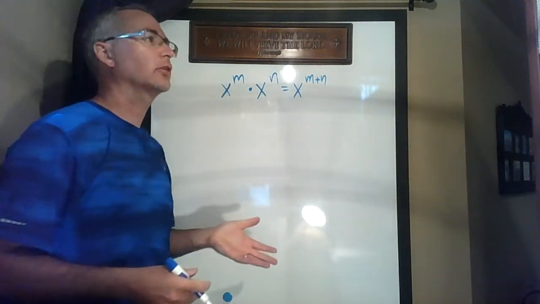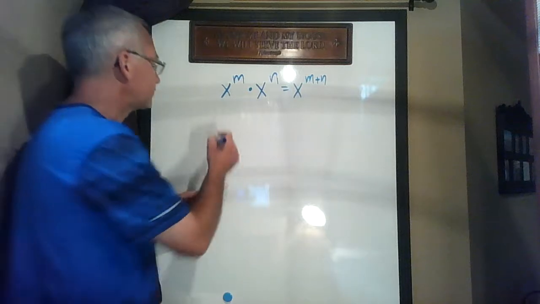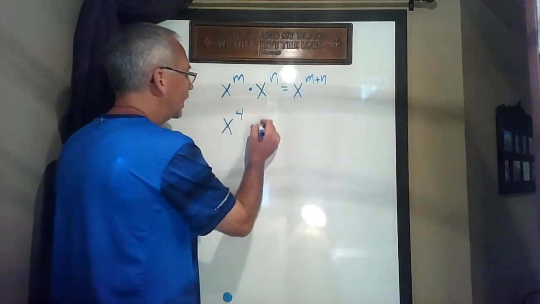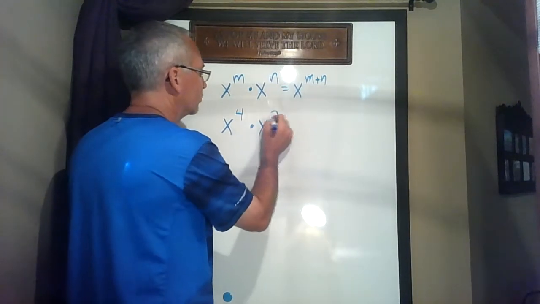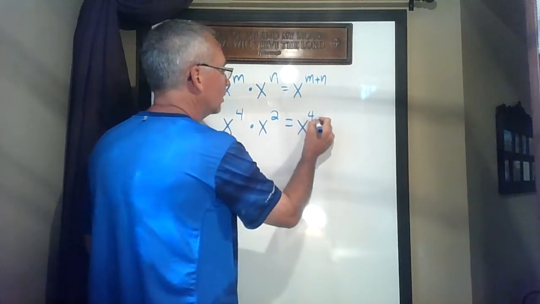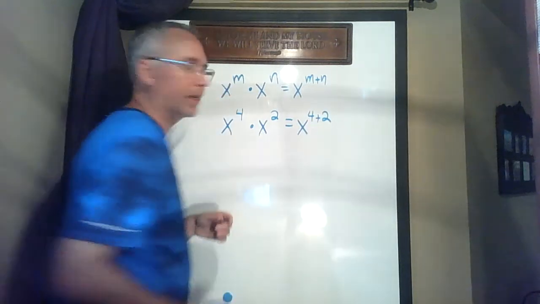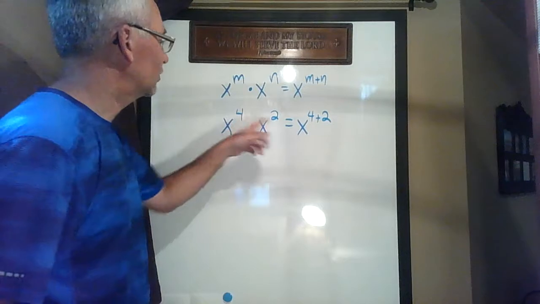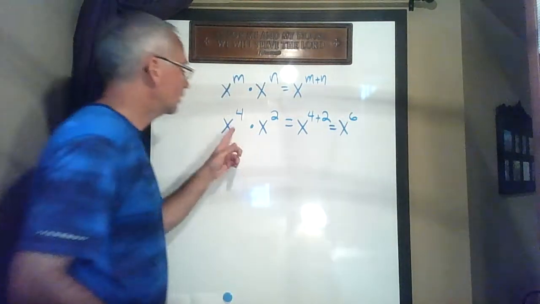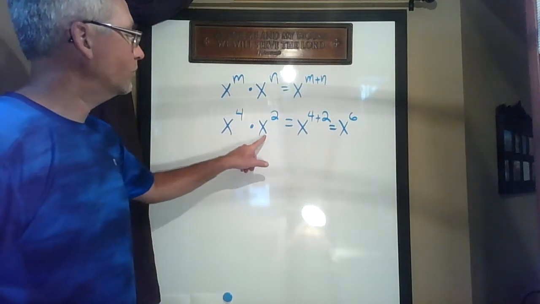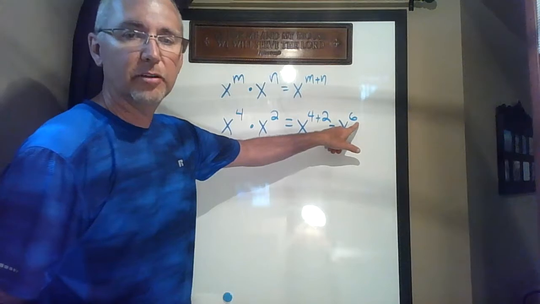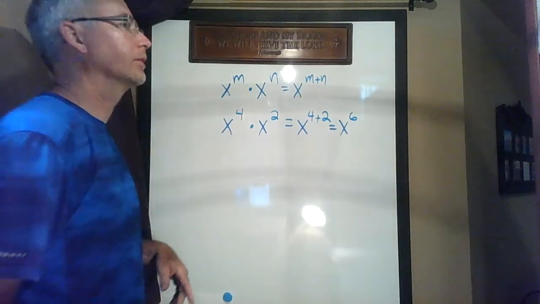Let's look at that in more practical terms with maybe some numbers. So let's say instead I had x to the fourth times x to the second, we'll say. That would be the same as x to the 4 plus 2. X to the fourth plus 2 is the same as x to the sixth. So if we have x to the fourth times x to the second, I really end up with x to the sixth power. Hopefully that makes a little bit of sense to you.